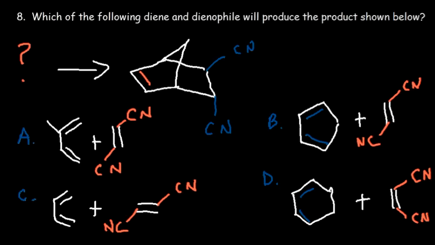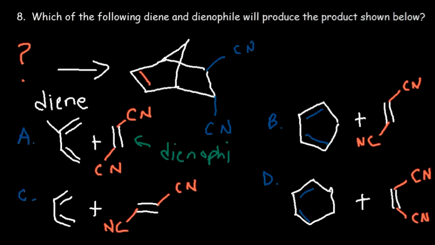Number 8. Which of the following diene and dienophile will produce the product shown below? So this is the Diels-Alder reaction, and the diene is the one that has 2 double bonds, and the dienophile is the electrophile that has just 1 double bond. So this is the dienophile.